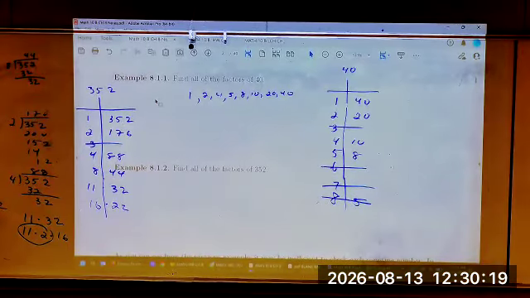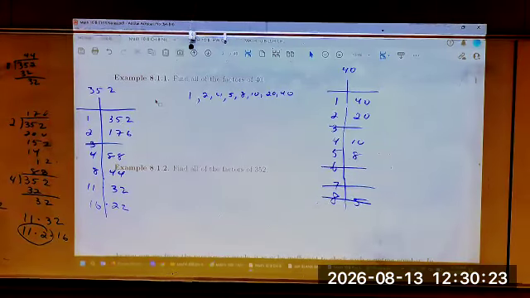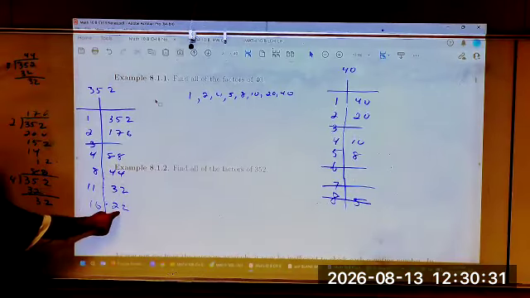Seventeen's prime, it's not going to work. 18 needs a 9, which would need a 3, so 18 is not going to work. 19's a no, 20's a no. 21 needs a 7, nope. And then you get to 22, which is just going to repeat this.